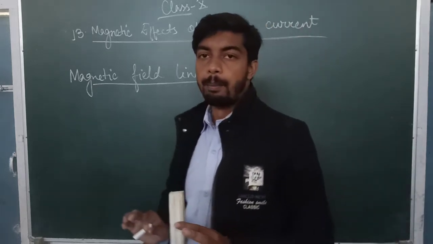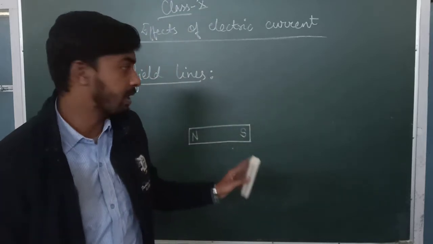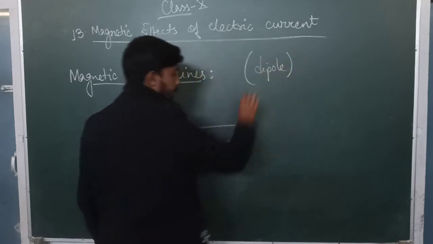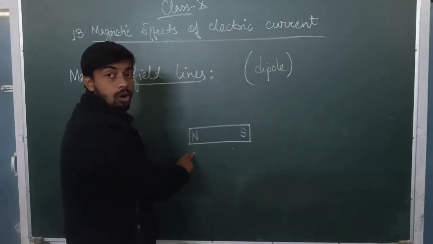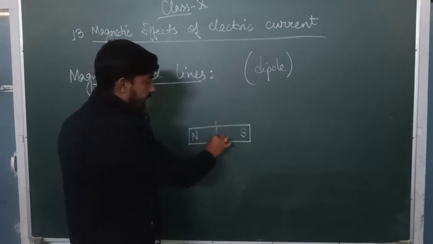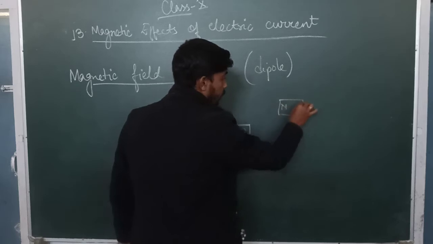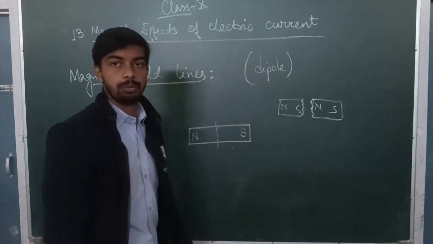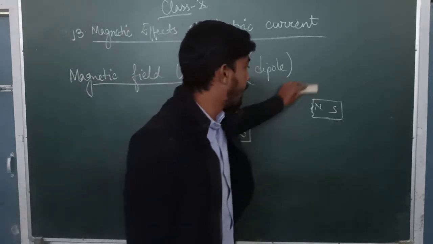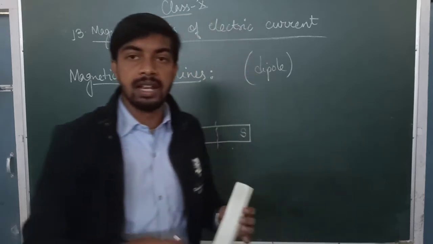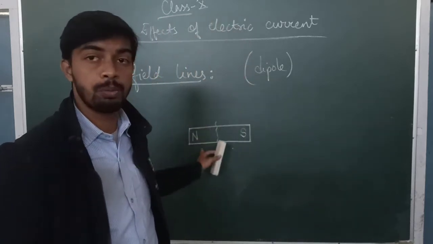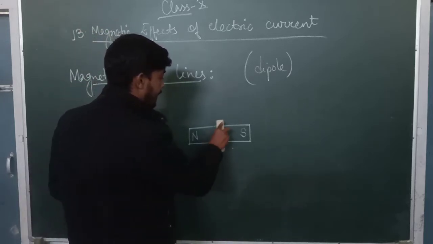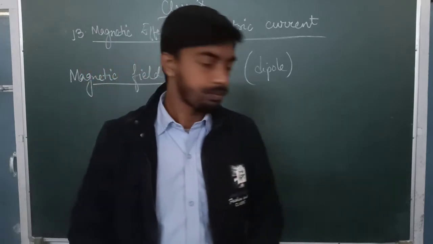Always remember, a magnet always exists in two poles, that means a magnet always exists as a dipole. It always has a north pole and a south pole. Even if we break the magnet into two pieces, those two broken pieces will also have their separate north pole and south pole. If we break the magnet into very small pieces, then each small piece will have its own north pole and south pole. That is why a magnet is said to exist as a dipole.